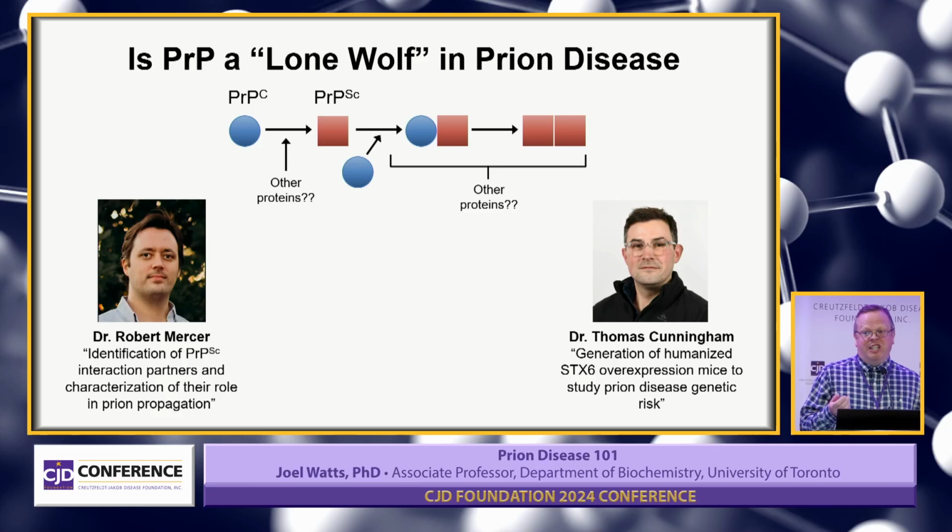And one of these genes is called STX6. I mentioned earlier, one way to tell what happens to a protein's function is you get rid of it and see what goes wrong. The other way is you make more of it and see what happens. And so Dr. Cunningham is going to talk about prion pathogenesis in mice that express more than the normal amount of STX6. These are so-called overexpressing transgenic mice.